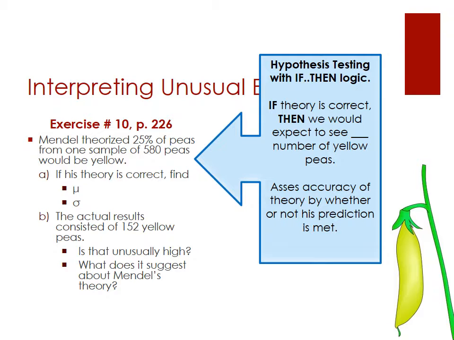If-then. If the theory is correct, about 25% from one sample of peas would be yellow, then we would expect to see this number of yellow peas. Now keep in mind we can't look at the exact number because of course there's going to be a certain amount of variation around that. That's the standard deviation, remember? So since we have a standard deviation, that means we can't just use straight up the mean. So that's why we're going to use our mean and our standard deviation to make some calculations to answer this question. So let's take a look at this together.